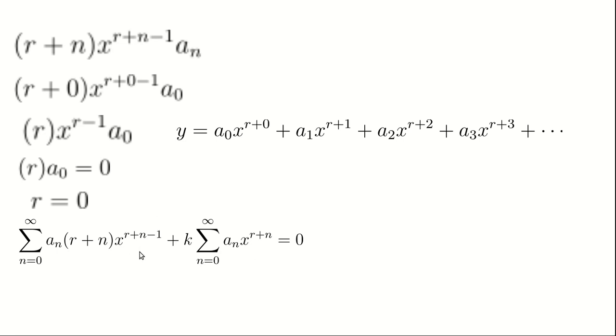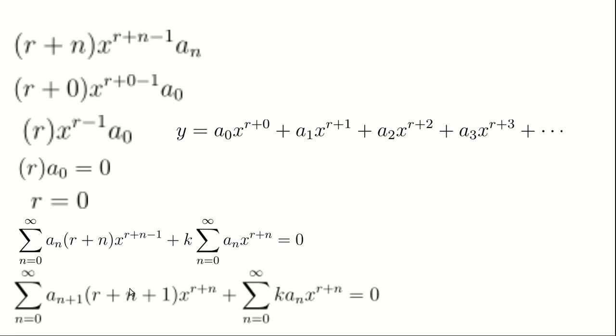And what we can do to make it look like this is to replace n with n plus 1. So wherever we see n in this expression, we replace it with n plus 1, and that leads to this expression. So an is now an plus 1, rn is now rn plus 1. If you replace n with n plus 1, you get rn. So you see these parts are exactly the same.